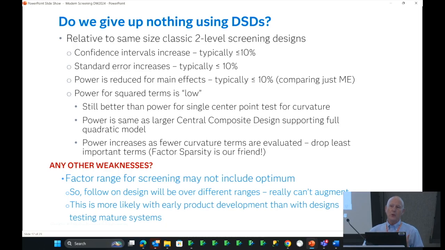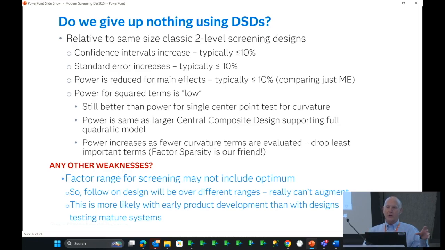So for me, the real weakness, if I had to say, what are the weaknesses here, is if you've done your screening design, and if you've been lucky it's collapsed into supporting a response surface, and if you're not that lucky, I showed you earlier how I could augment a design up to support more terms in the full response surface model. What you really can't do is that if you change your ranges.